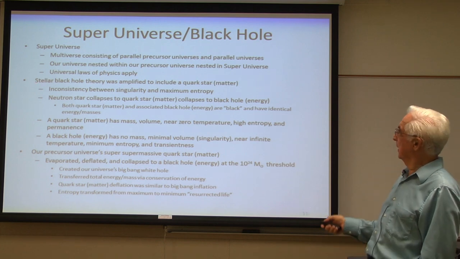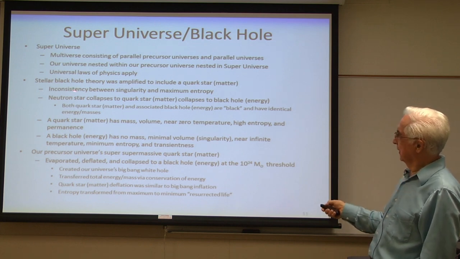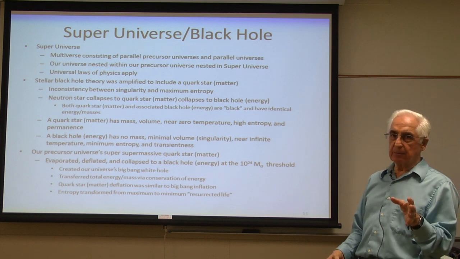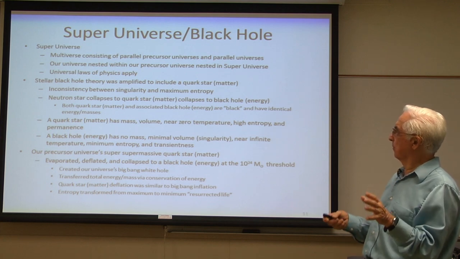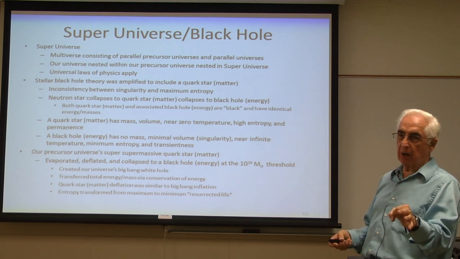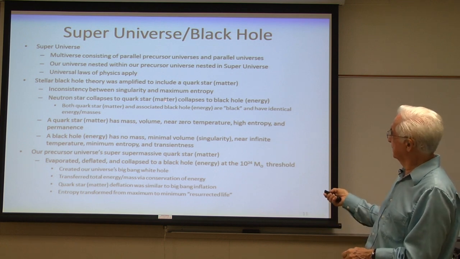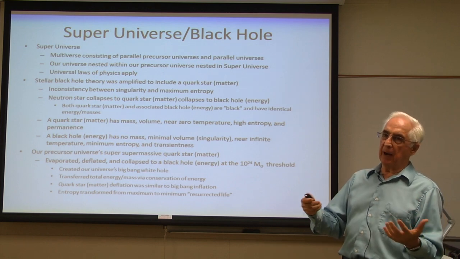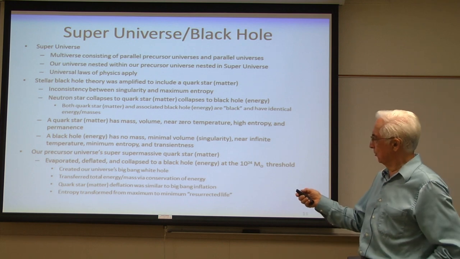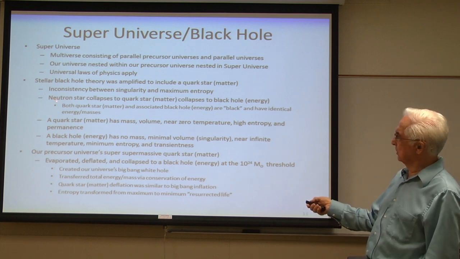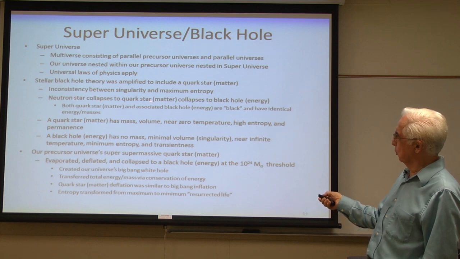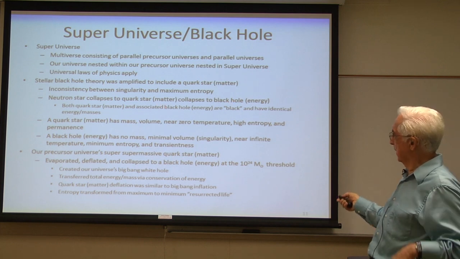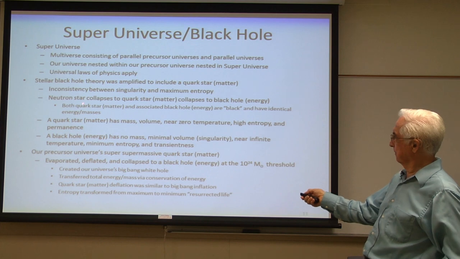Stellar black hole theory was amplified to include quark star matter. The reason I did that is there was an inconsistency between the definition of singularity and maximum entropy. On the one hand, they described the black hole as having a singularity, which has minimum area and minimum volume. On the other hand, they said this black hole had maximum entropy, which is proportional to area or volume, and that implies a maximum area and maximum volume. So the amplification was as follows. The neutron star collapses first to a quark star matter, and then at the proper energy mass threshold, it collapses to a black hole energy, or this donut-shaped singularity.